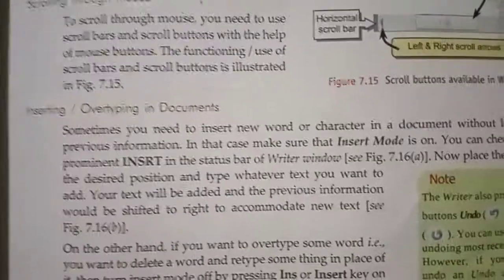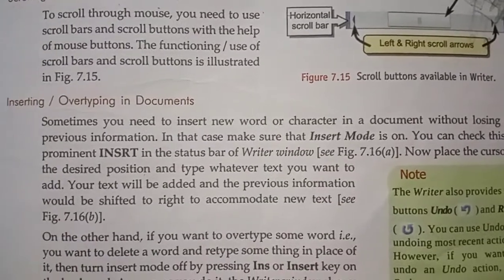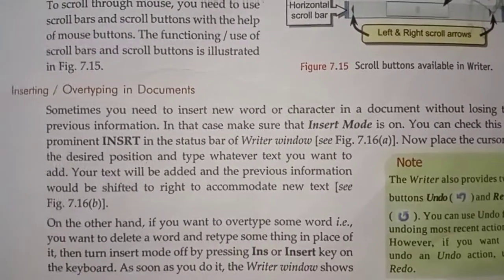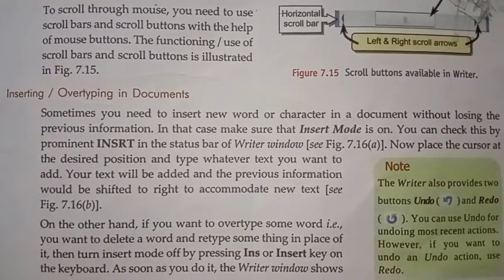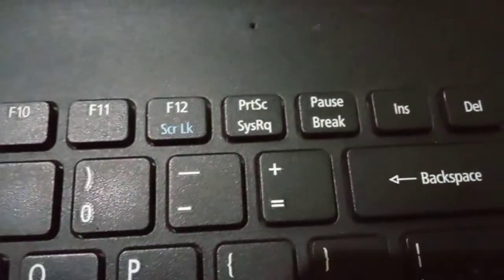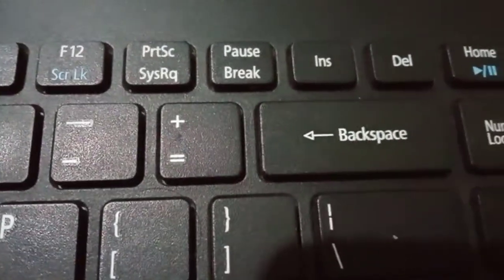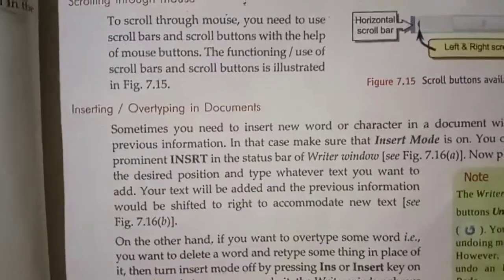So the next topic is inserting or overtyping in a document. There are two modes while typing: insert mode and overtyping mode. In your keyboard you can see one Insert button here, Ins. By clicking that Insert button, or there is also an insert option.